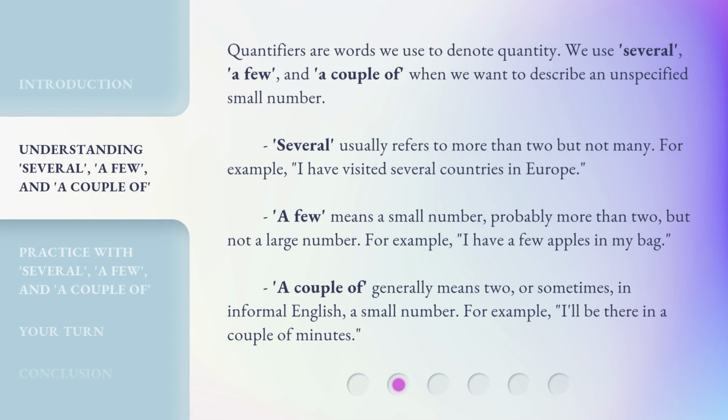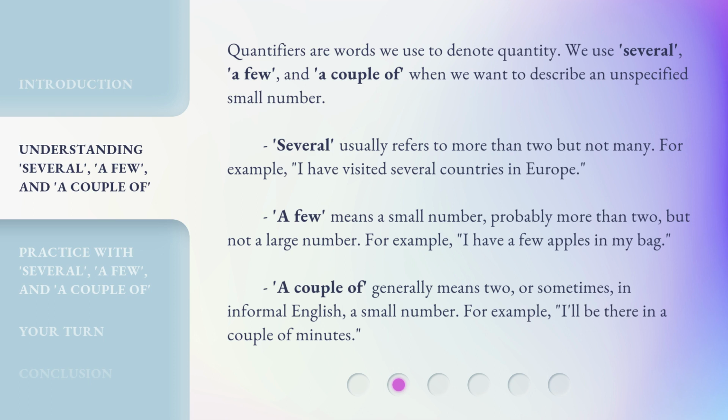Quantifiers are words we use to denote quantity. We use several, a few, and a couple of when we want to describe an unspecified small number. Several usually refers to more than two but not many. For example, I have visited several countries in Europe.